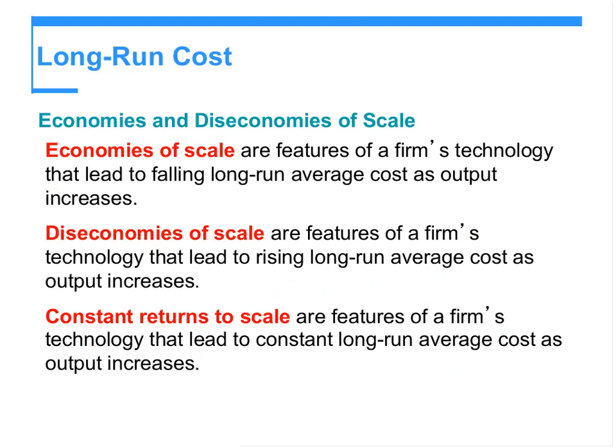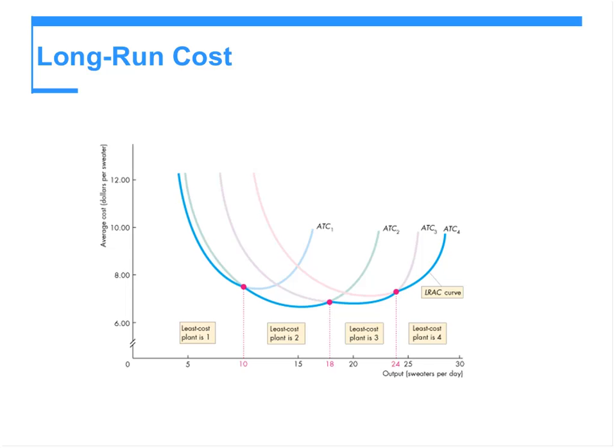So constant returns to scale are features of a firm's technology that lead to constant long-run average cost as output increases. So look at here. This is the point that we were explaining just now. This blue one, the sharp blue, is actually the long-run total cost.